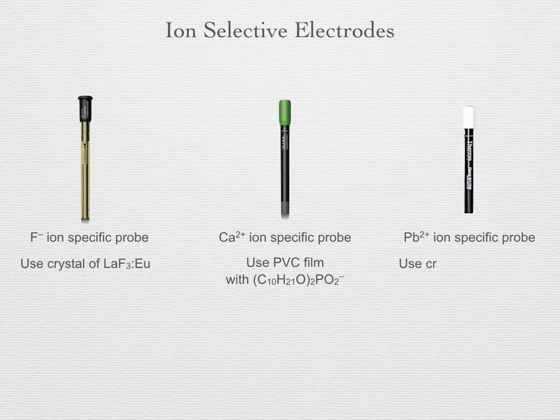A lead selective electrode can be formed using a thin crystal of lead sulfide doped with silver sulfide, which increases lead ion mobility. This provides an excellent tool for measuring lead concentration in water or other samples. From these electronic signals, we could report the ion concentration in molarity, or as, respectively, pF, pCa, or ppb. The p function can be applied for any substance, not just pH.